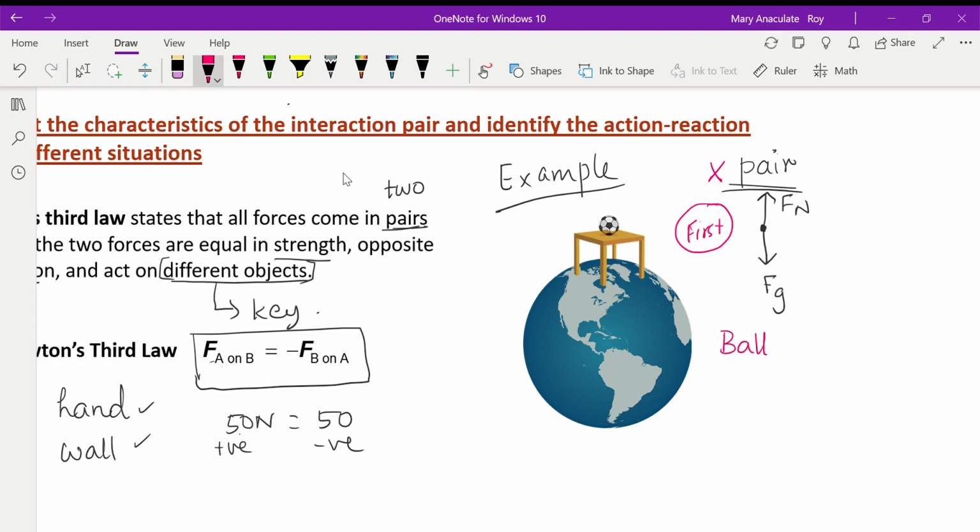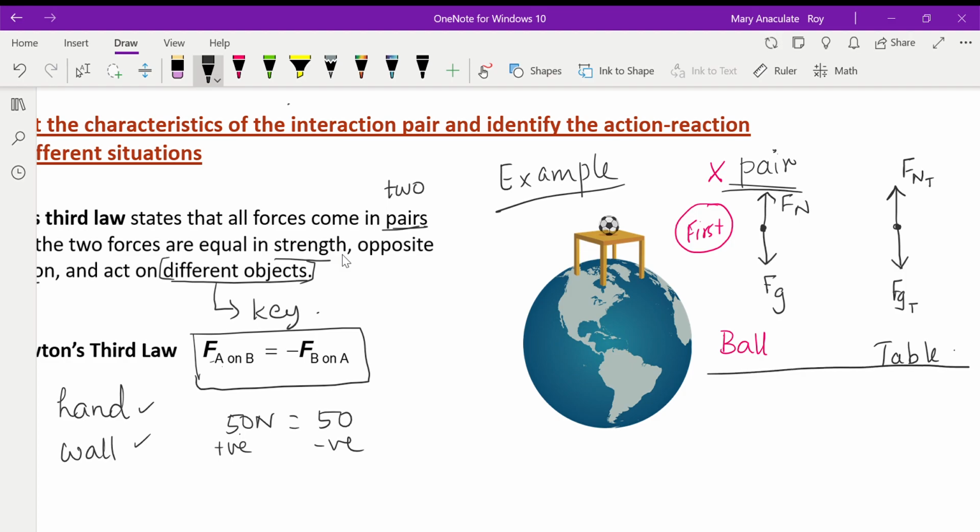Now, if you take the table, it will also have two forces, which is the table's weight, Fg. Let's put another subscript T. That's the force of gravity on the table, and there will be a normal force acting on the table as well. Right? Now, is this Newton's third law? Again, no, because this is for the table.